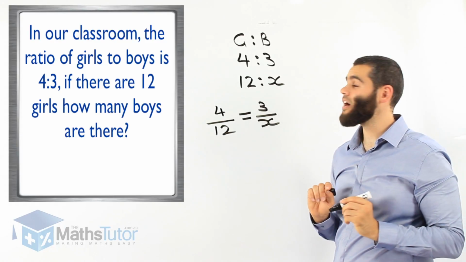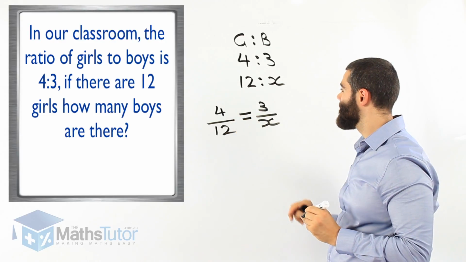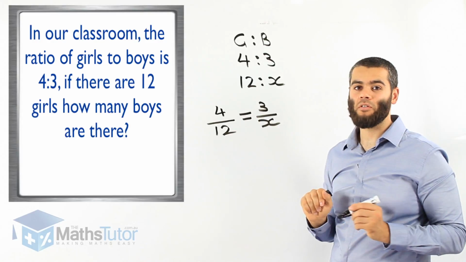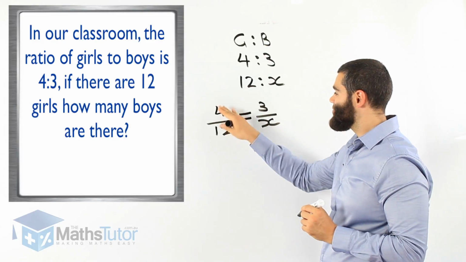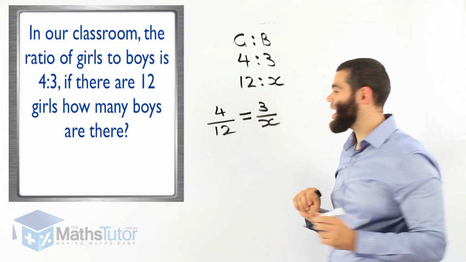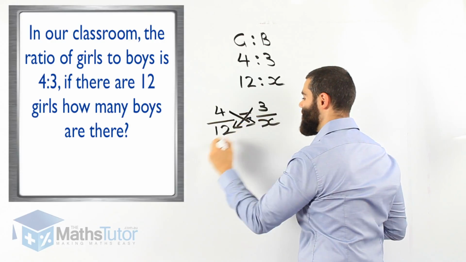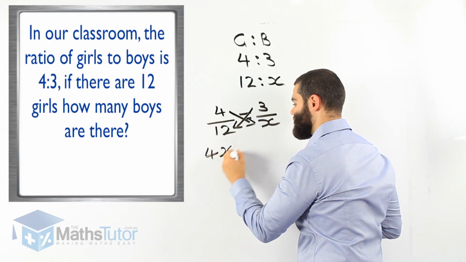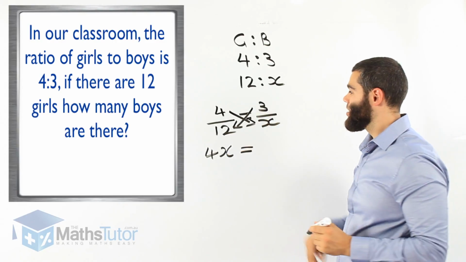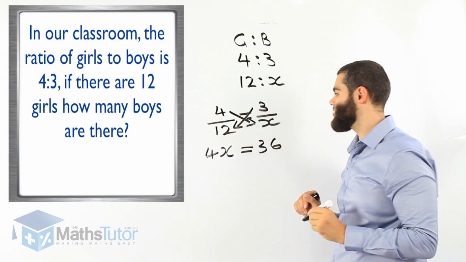We don't need to find what x is. 4 over 12, there it is, equals 3 over x. X is going to be missing. We have a fraction equals a fraction. What we do now, we actually cross multiply. 4 times x is 4x, 3 times 12 is 36.